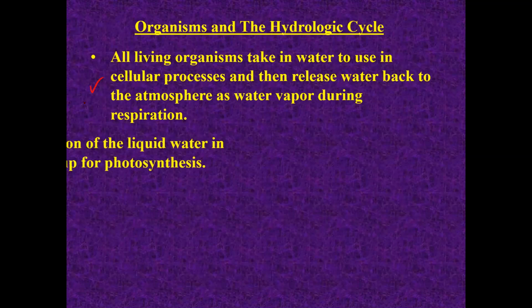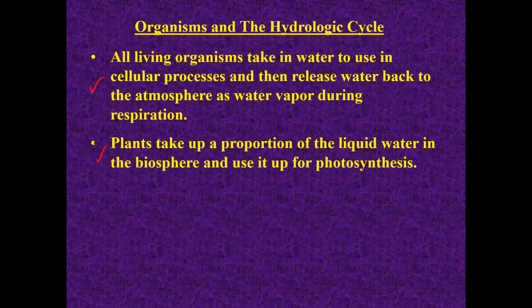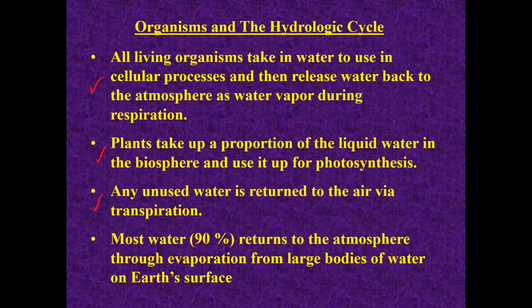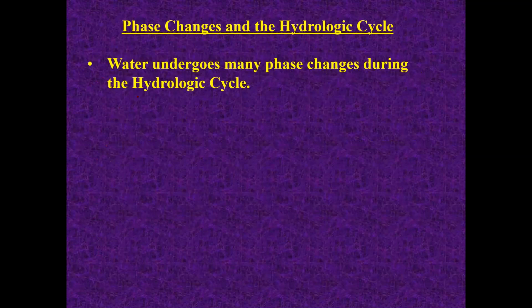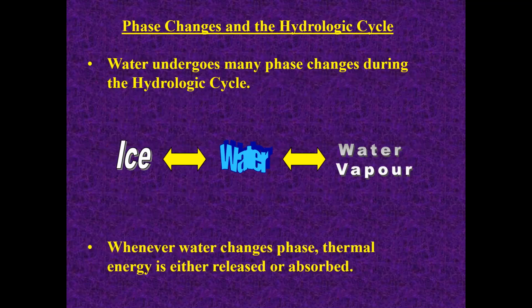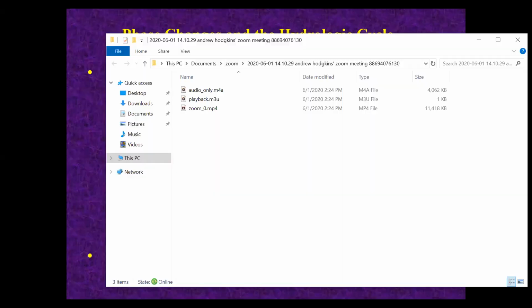Just some basic things here. Plants, we know, use a lot of water. Any unused is returned via transpiration by plants. Most of the water, 90%, returns to the atmosphere through evaporation from large bodies of water. Okay, so phase changes. Water undergoes many phases: ice, water, and water vapor, right? Whenever water changes phases, thermal energy is released.